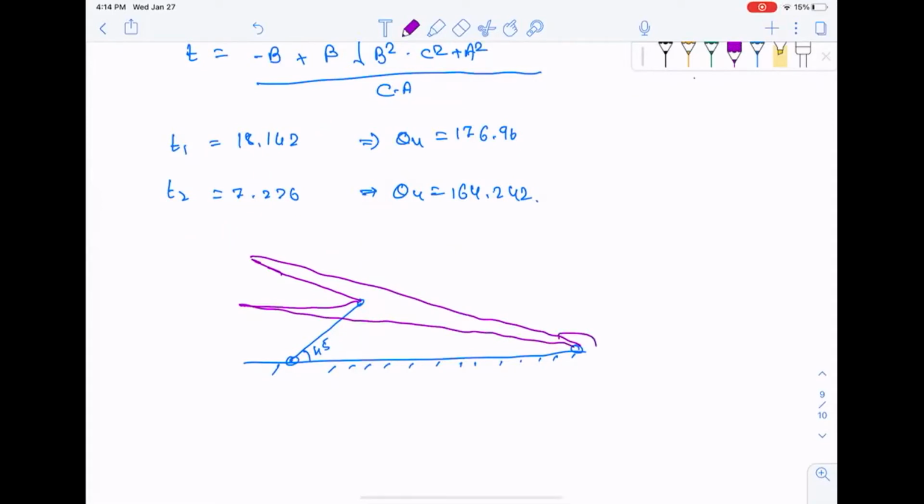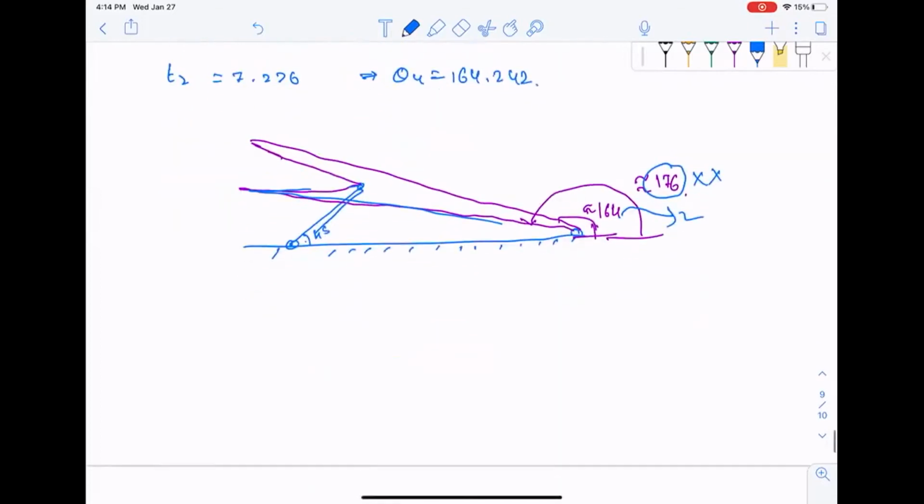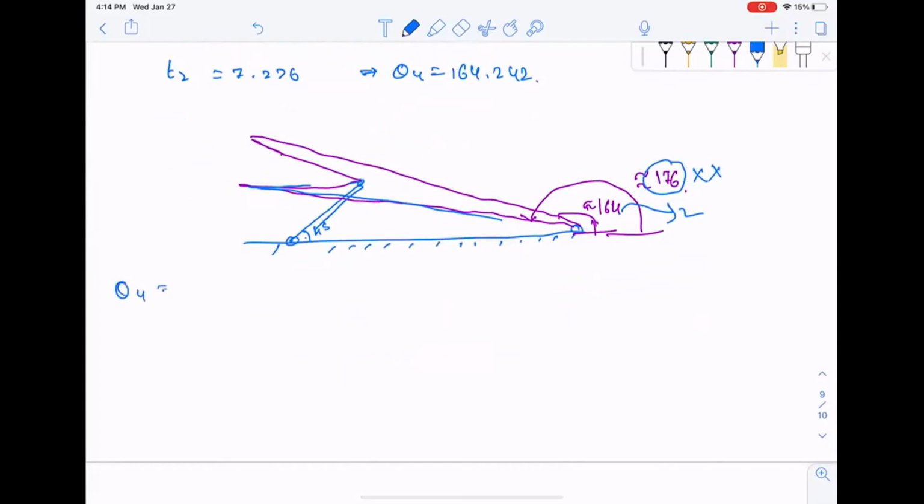So this one will be the smaller angle, 164 almost. And this one over here is the bigger angle, that is almost 176. So we can say that the angle which is 164 is correct, because the situation you can see over here is not feasible when someone is doing push-ups. So not possible. So theta 4 is 164.242.